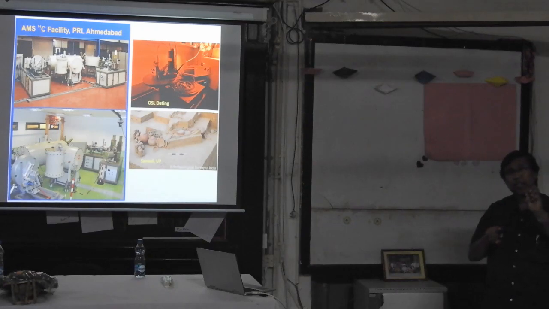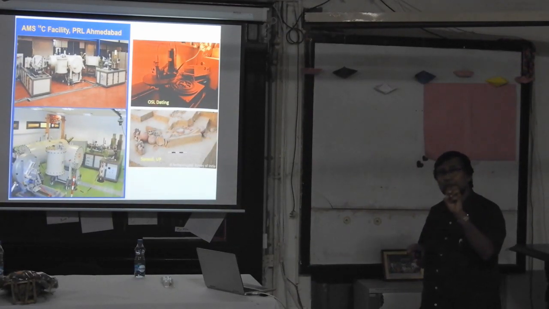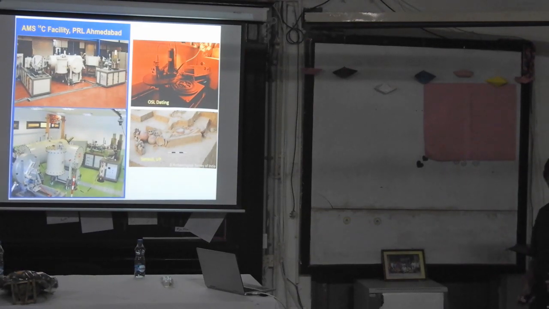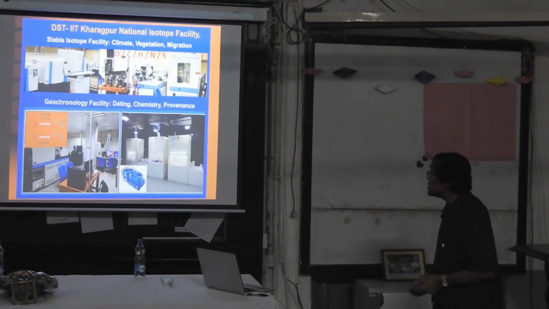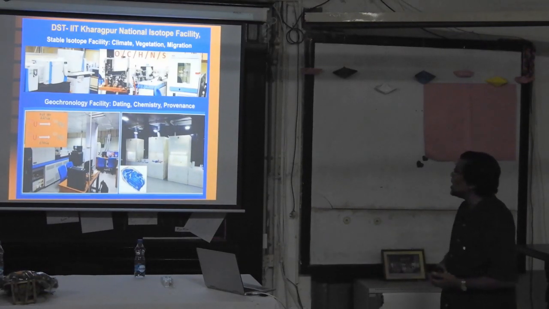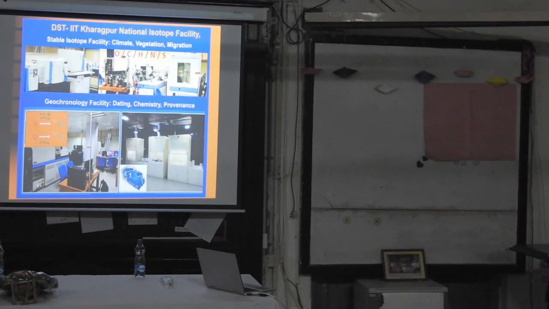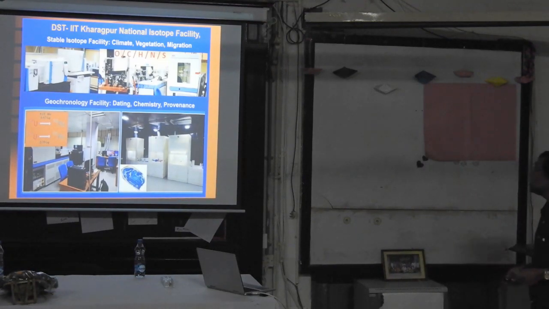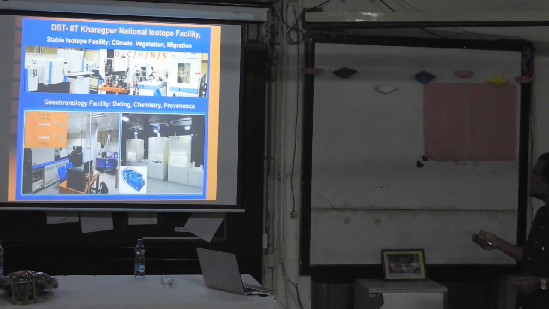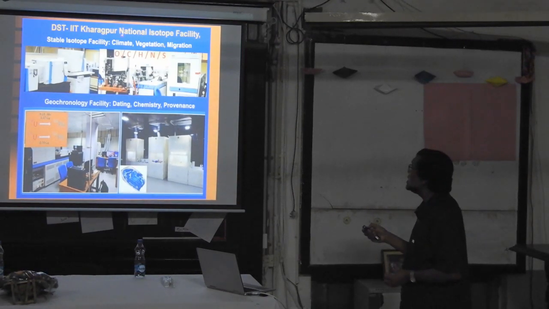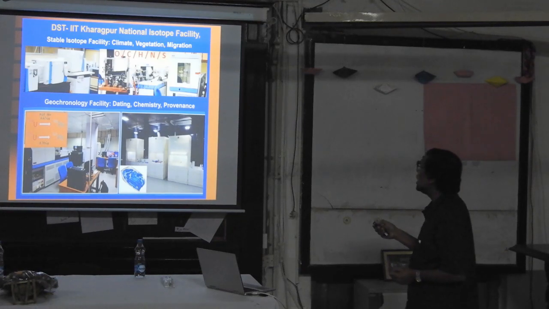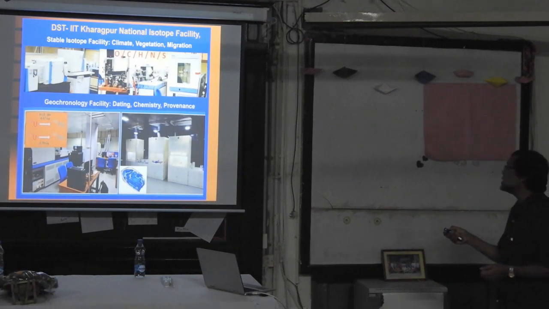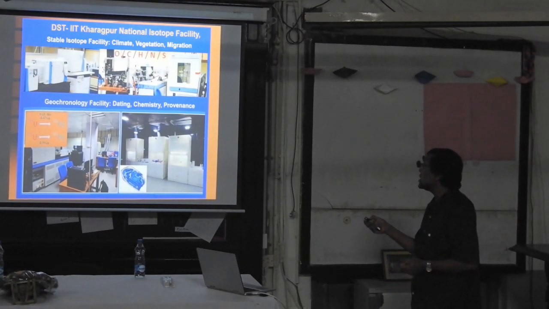One is you are using carbon dating materials for dating, and you are directly dating these quaternaries which have been dug from these archaeological sites. This is what we have been able to develop in IIT Kharagpur over the last, probably 6-7 years. This is the stable isotope facility which studies climate, vegetation, human migration by using a variety of low mass elements: isotopes of oxygen, carbon, hydrogen, nitrogen, and sulfur.